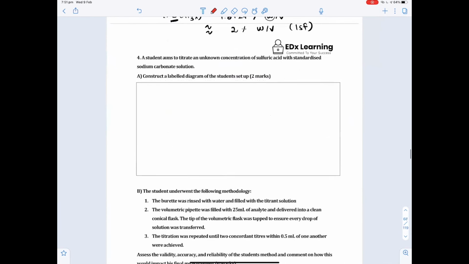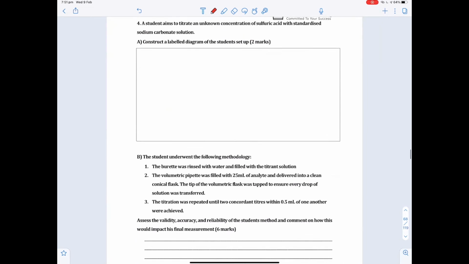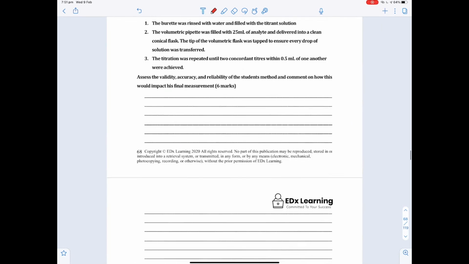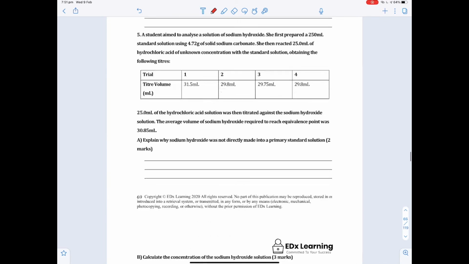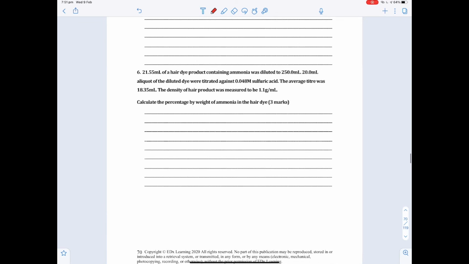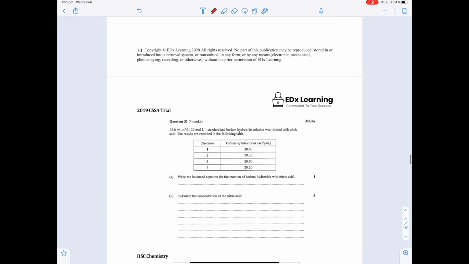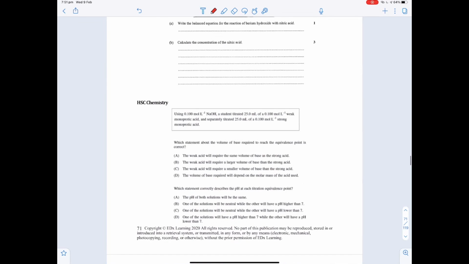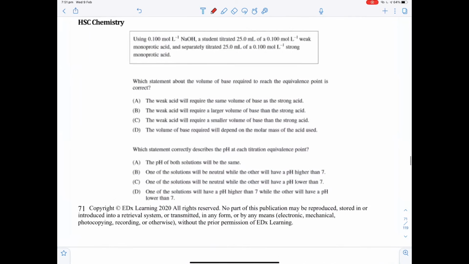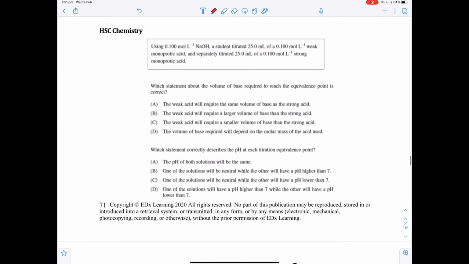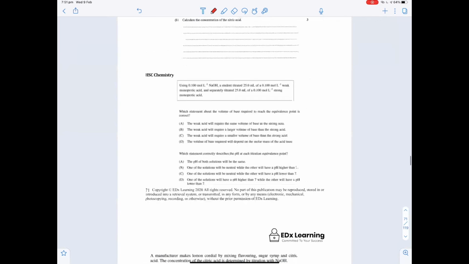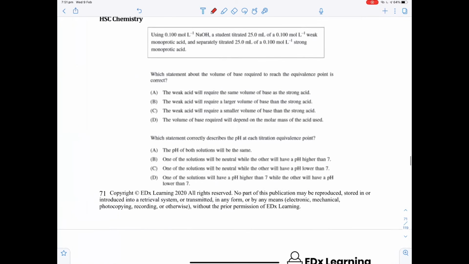In the last 10 minutes or so, what we're going to do is start going through some tougher questions. Some quite tough questions. Maybe some trial questions too. Right, we might start with HSC Chemistry. I don't even know which paper this is from. Should have been labeled, but here you go.